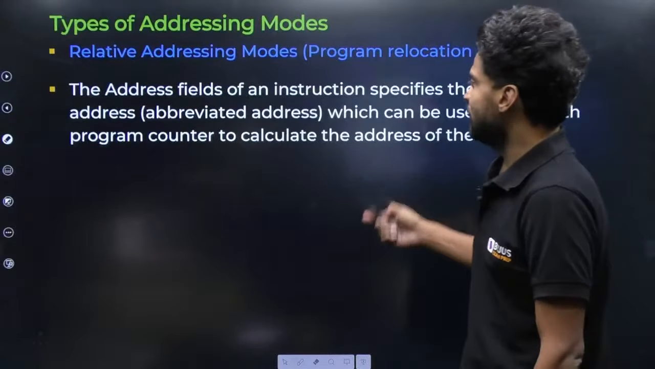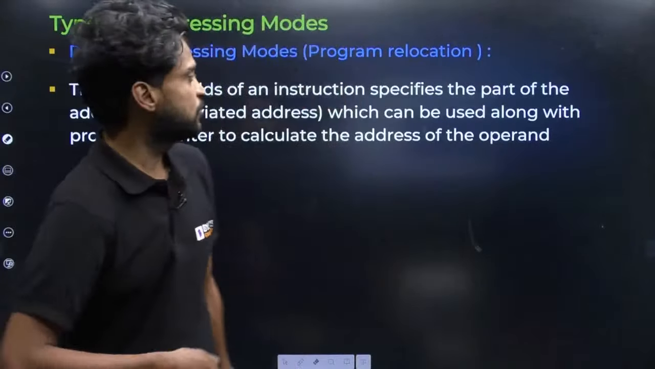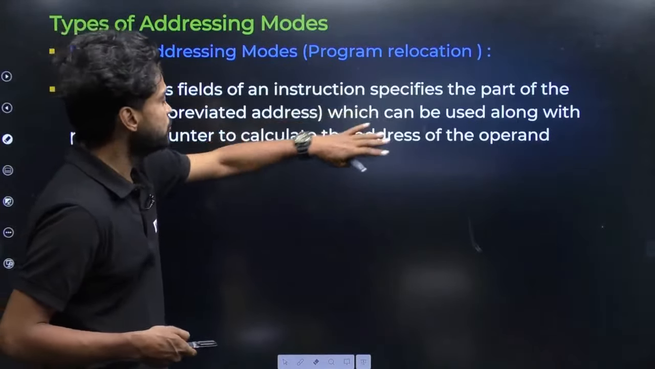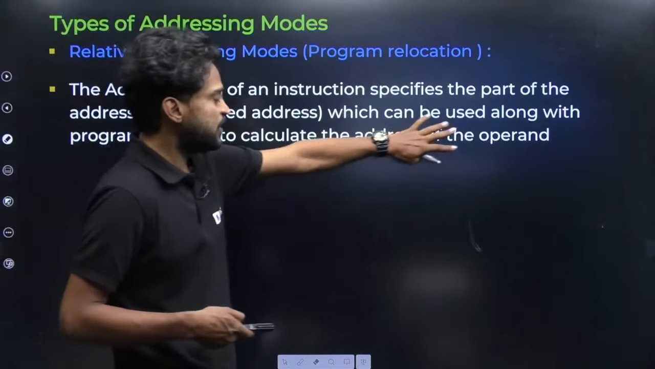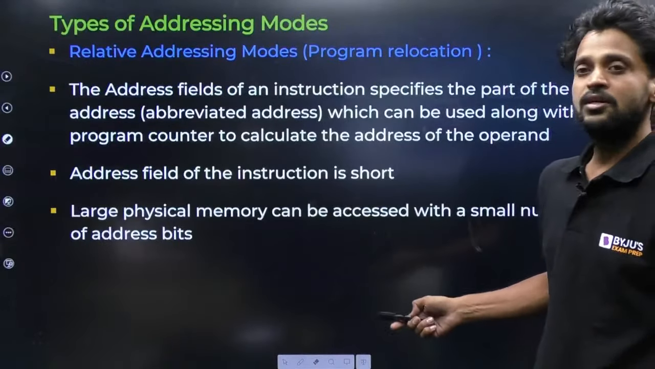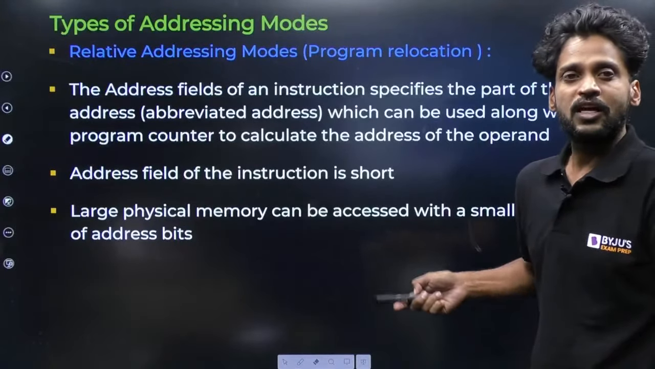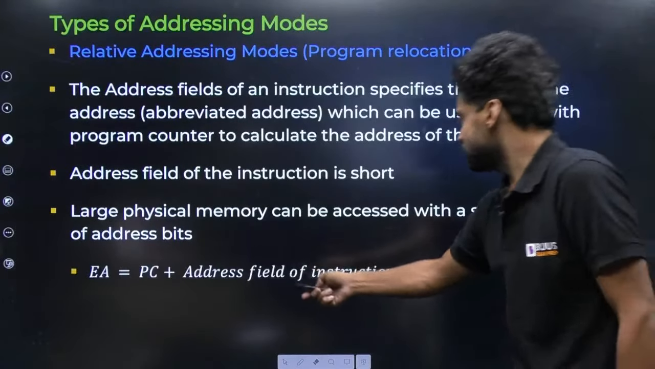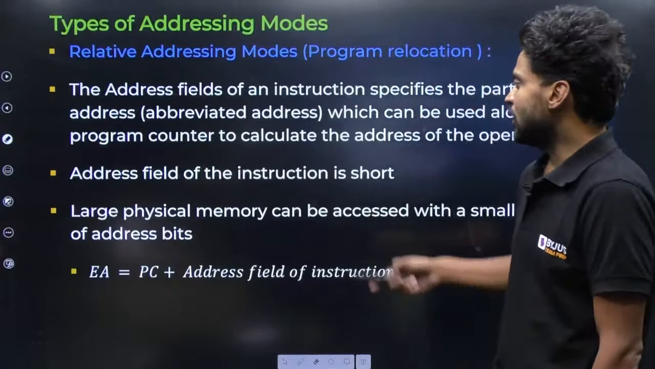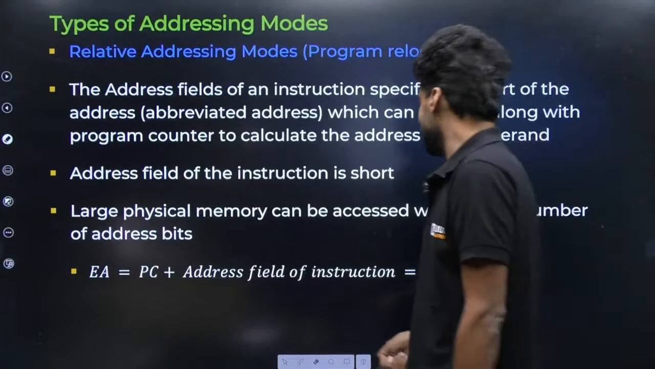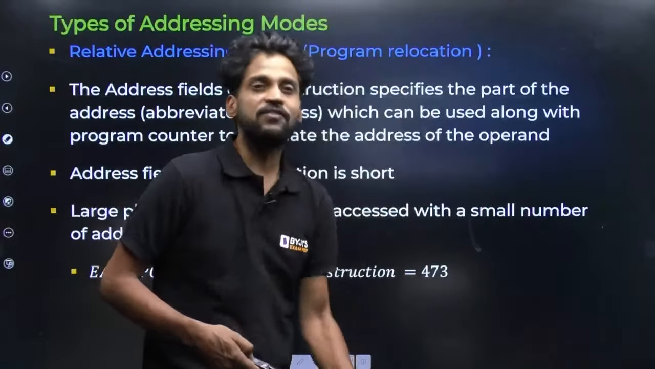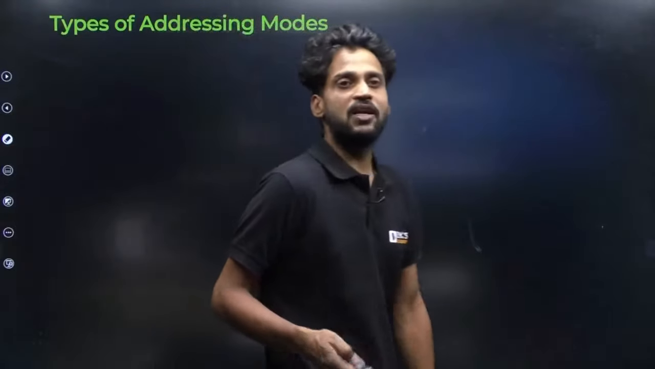In the relative addressing mode, the address field of an instruction is going to specify the abbreviated address, which can be used along with the program counter to calculate the effective address of the operand. That is, effective address is equal to the address part of the instruction plus the program counter value. This is how in the relative addressing mode we compute the effective address. The address field of the instruction is short. A large physical memory can be accessed with a small number of address bits. What exactly is this? I am going to explain at the end of the session. What is the actual importance of the relative addressing mode?